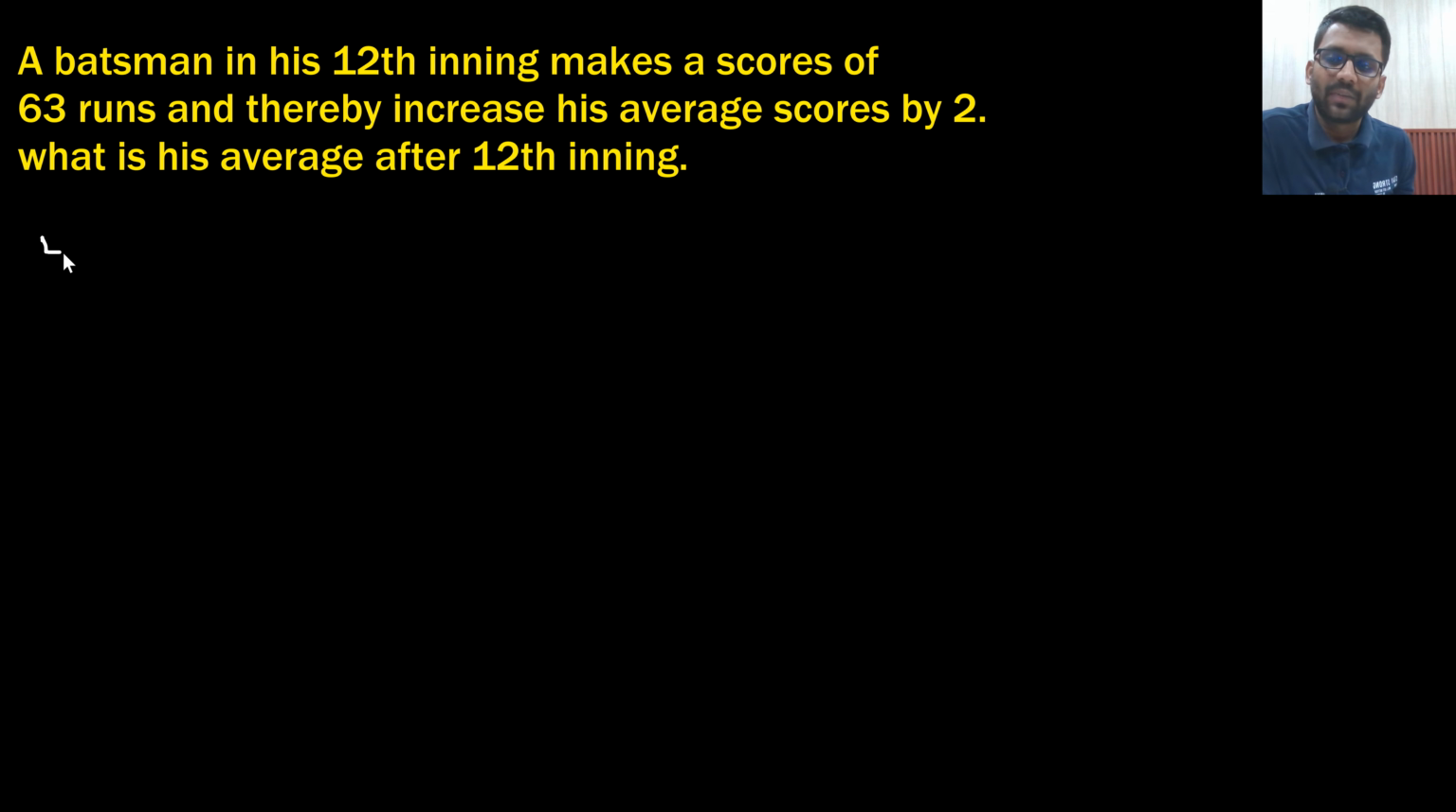A batsman in his 12th inning makes a score of 63 runs. In that 12th inning, he is scoring 63 runs, thereby increasing his average by 2. What is his average after the 12th inning? Okay, after the 12th inning, what was his average? So after 11 innings, what was his average? Total runs scored till the 11th inning.